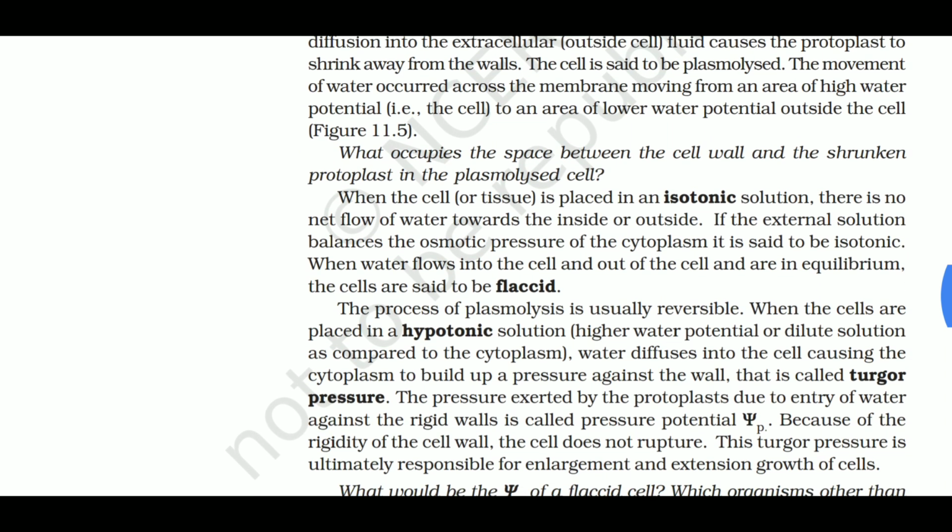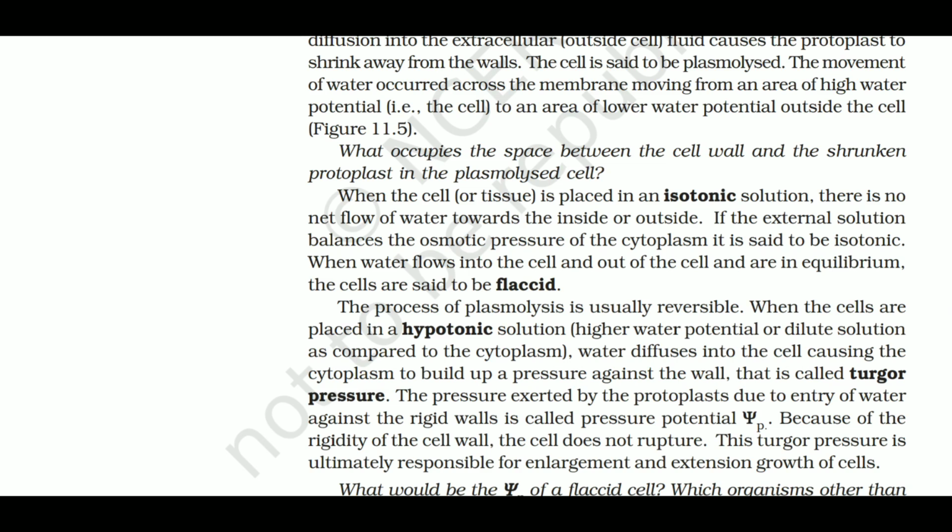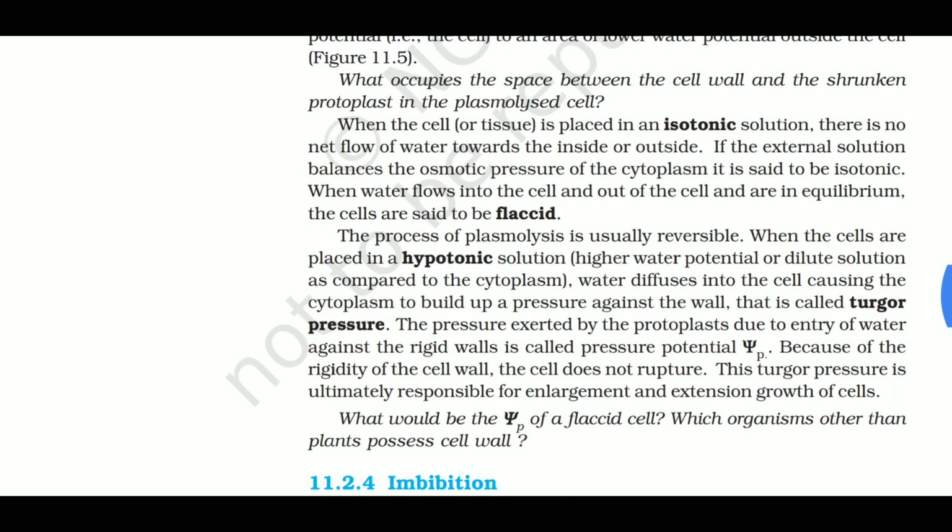The movement of water occurs across the membrane, from an area of higher water potential to an area of lower water potential outside the cell. It occupies the space between the cell wall and the shrunken protoplasm. If there is much space between the cell wall and the cell membrane, then we call it a plasmolyzed cell.